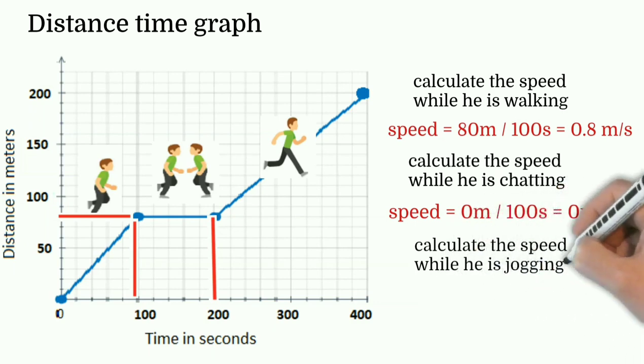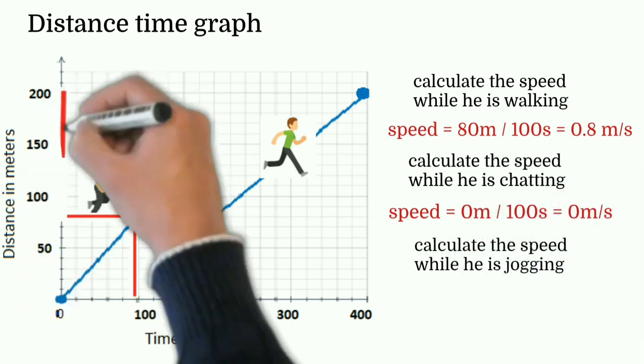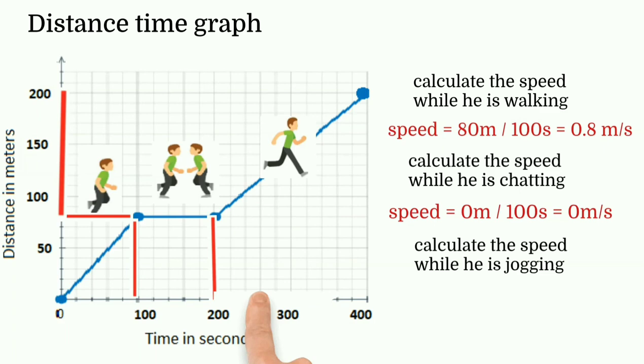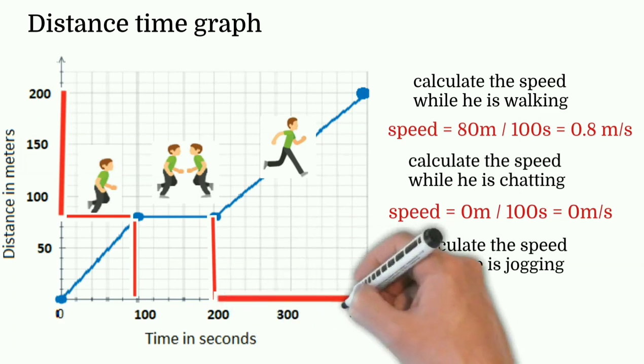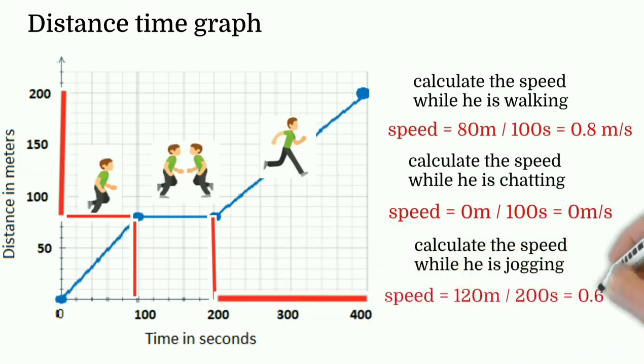Finally, we calculate the speed while he is jogging. Here we can see that the distance is 120 and the time is 200 seconds. So 120 over 200 is 0.6 meters per second.